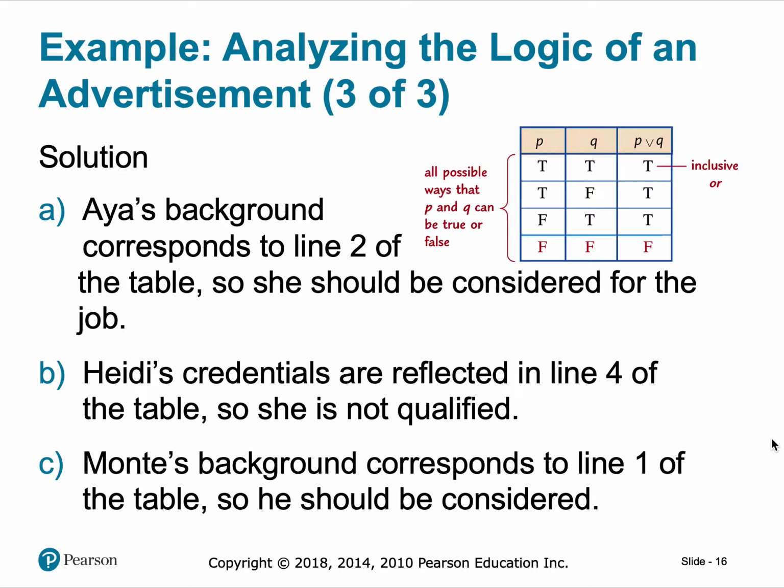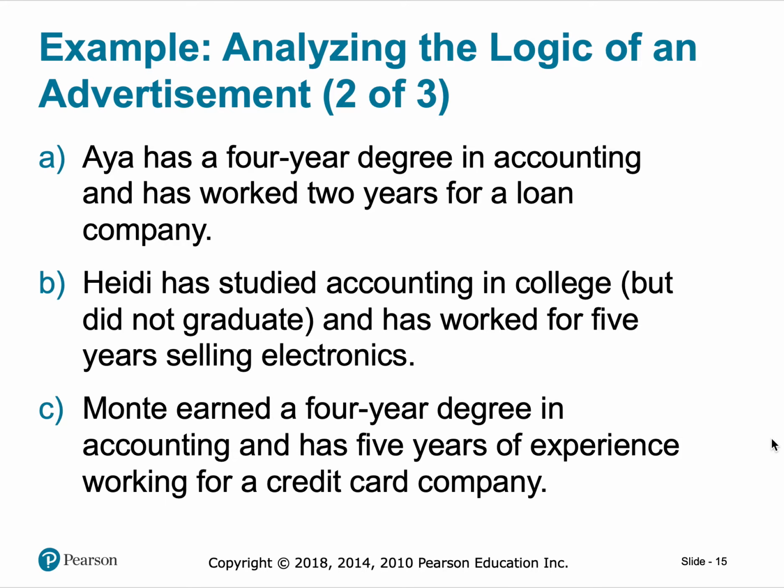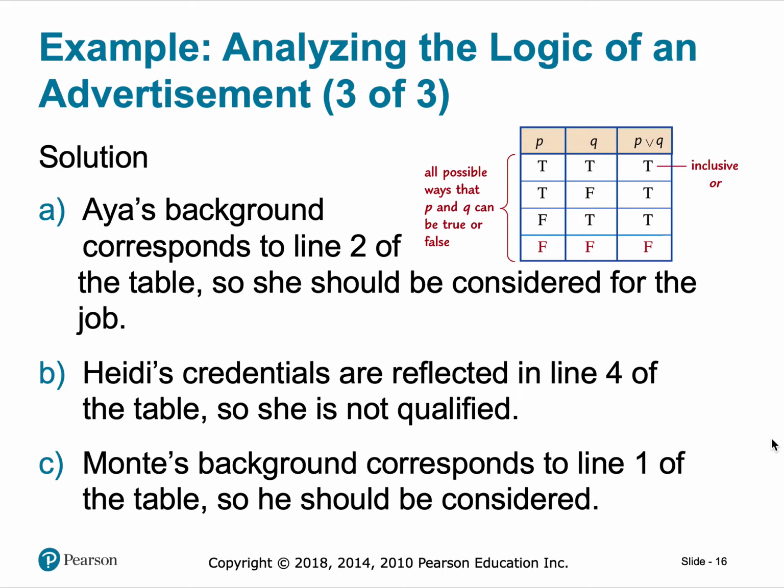If you like either bananas or candy, it's a true statement. Heidi's credentials are not reflected in line 4 of the table. If I look at her credentials, she studied accounting in college, but she didn't graduate, and she's worked for 5 years selling electronics. So she is not going to be qualified because she falls into row 4, having met neither of the criteria.